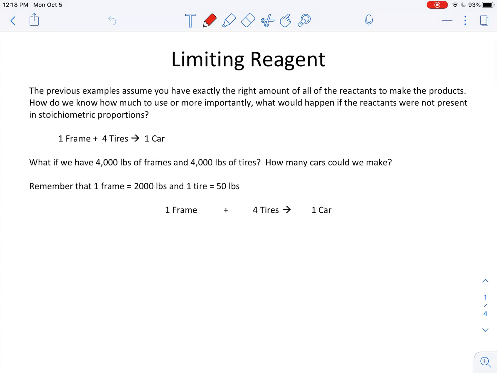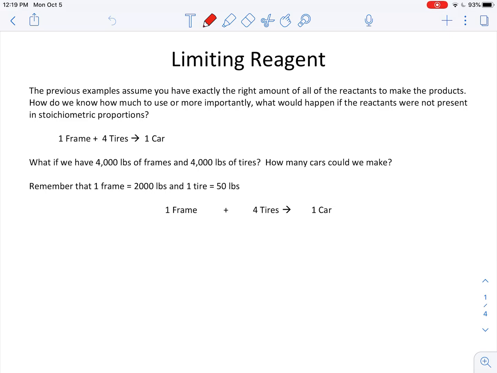Hi everybody, today's topic is called limiting reagent. Why is that important? Well, everything that we have done so far in these stoichiometry ideas has assumed that we have exactly the right amount of everything that we need, and everything is perfect, and everything is perfectly theoretical, and it all works great every single time.